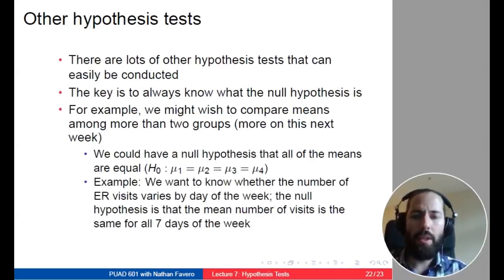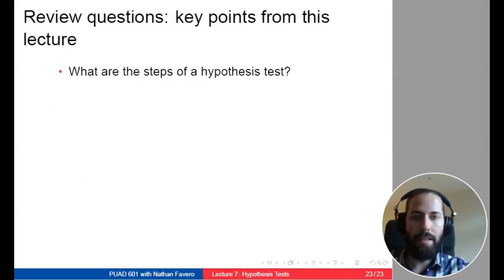We might want to know whether or not the number of visits to an emergency room varies by day of the week. Again, we could come up with a null hypothesis saying that the mean number of visits is the same for all 7 days of the week. In other words, the mean number of visits on Mondays is the same as the mean number of visits on Tuesdays, which is the same as the mean number of visits on Wednesdays, etc. So the main point here is just that there's lots of ways we can write hypotheses and we can test lots of different things with hypothesis testing.